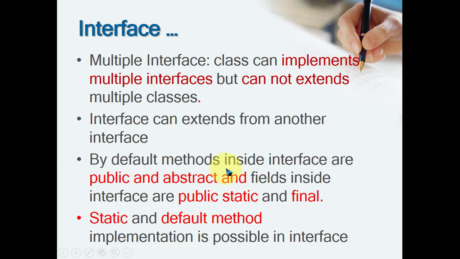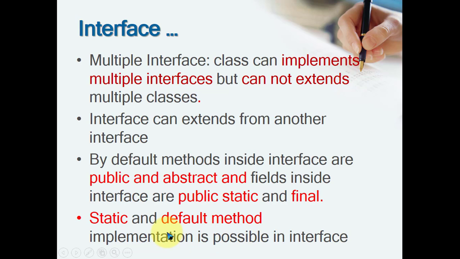Now look here, by default the methods inside the interface are public and abstract, and fields, that means data members, we can define in the interface, but by default those are public, static and final. So if you define any data member inside the interface, it is static and final by default, and final means we have to initialize the value at the time of declaration.